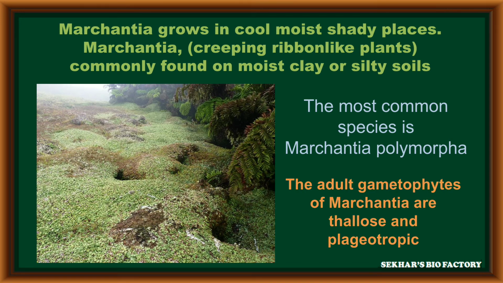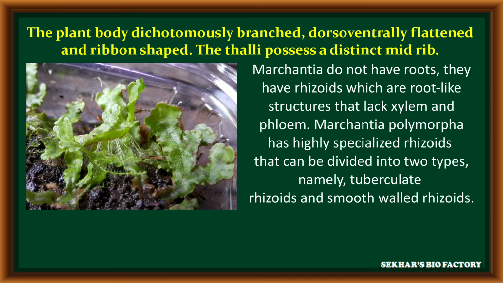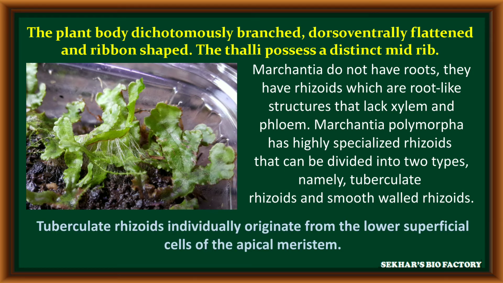The adult gametophyte of Marchantia is thalloid or plagiotropic in nature. The plant body is dichotomously branched, dorsiventrally flattened and ribbon-shaped, and these thalli generally possess a distinct midrib. Marchantia does not have real roots but has rhizoids, which are root-like structures and lack xylem and phloem tissue. In Marchantia polymorpha, there are specialized rhizoids that can be divided into two types, namely tuberculate rhizoids and smooth-walled rhizoids. Tuberculate rhizoids originate individually from the lower superficial cells of the apical meristem.